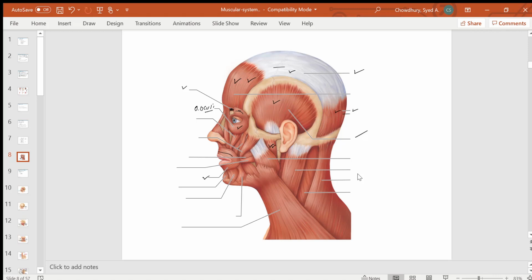Then you see these two muscles here, this one and this one, both attached to the zygomatic bone, right? This is zygomaticus major, this is zygomaticus minor. Both are zygomaticus because they are attached to the zygomatic bone. Then we'll see the strongest muscle of the face, this one. This is called masseter. The strongest muscle of the face is the masseter. Strong, clench or bite to crush the food, hard food.